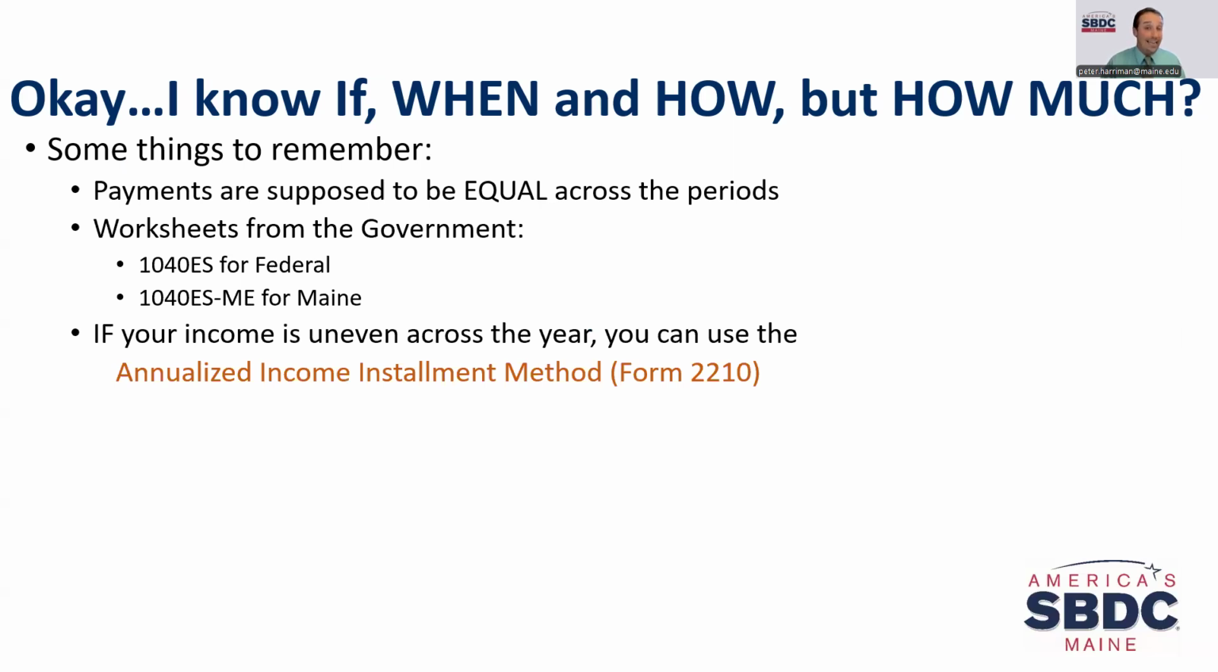If your income is uneven throughout the year, I mentioned this before, if you're a seasonal business, then you can choose something called the annualized income installment method. There's a form. It's not the default, so you have to fill out the form, and the form is going to ask you, are you a winter or are you a summer? When is your income? How does your income come in throughout the year? Because how your income comes in is how you're going to make those payments, right? So you can do that.